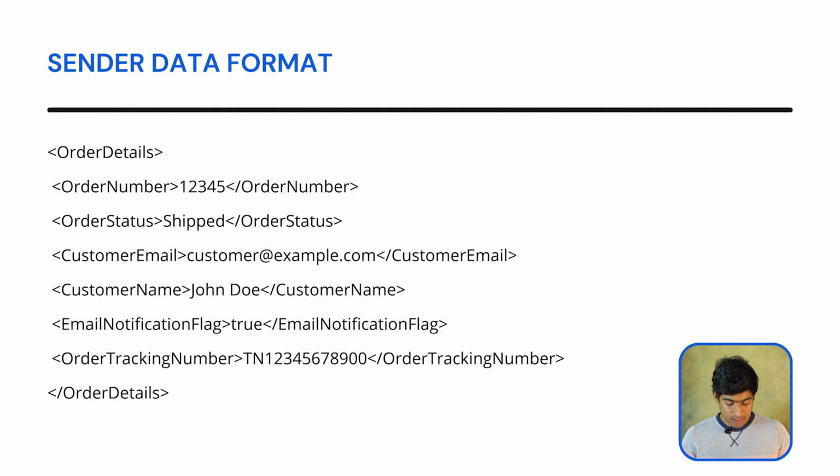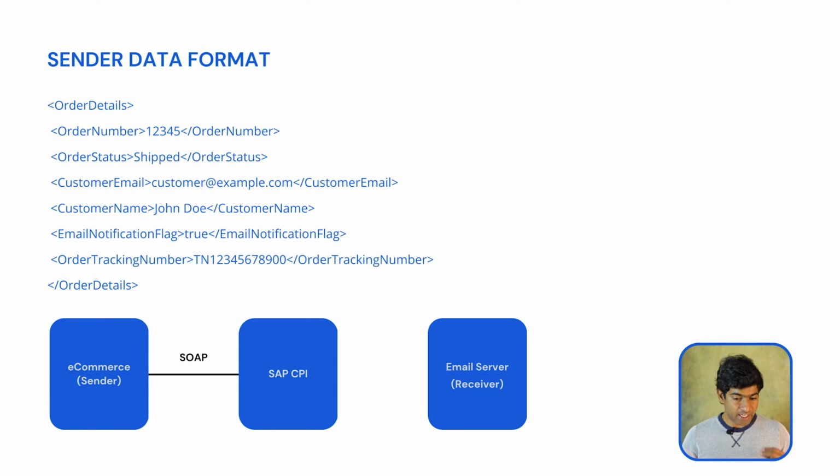If you look at the XML, this is the sender format of the e-commerce system. You can see it has something called order details. In the order details segment, we have some elements like order number, order status, customer email, customer name, email notification flag, order tracking number. This is the block of information that the e-commerce system is sending to SAP CPI. Now SAP CPI has to take this message and translate this message into an email.